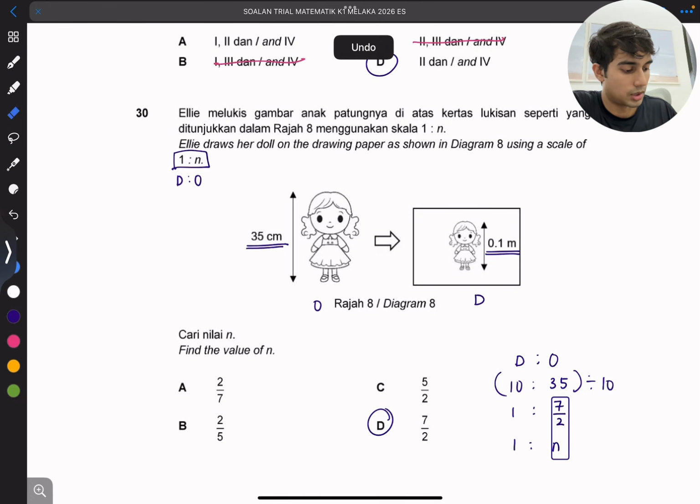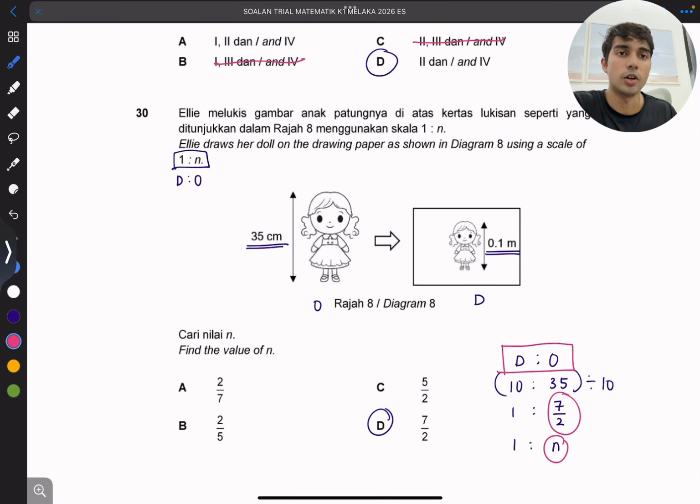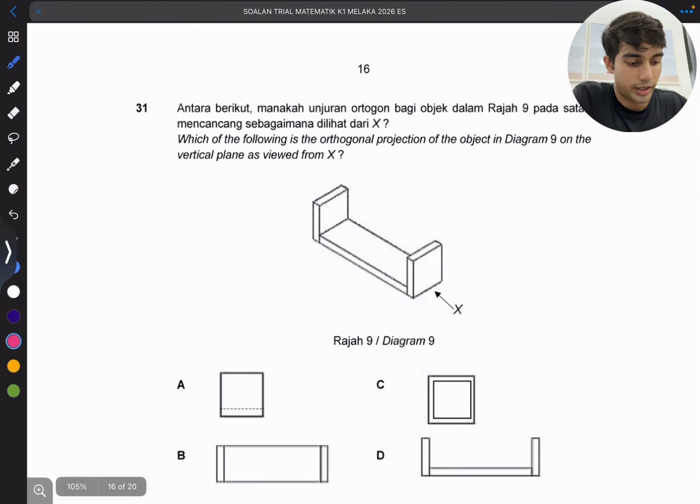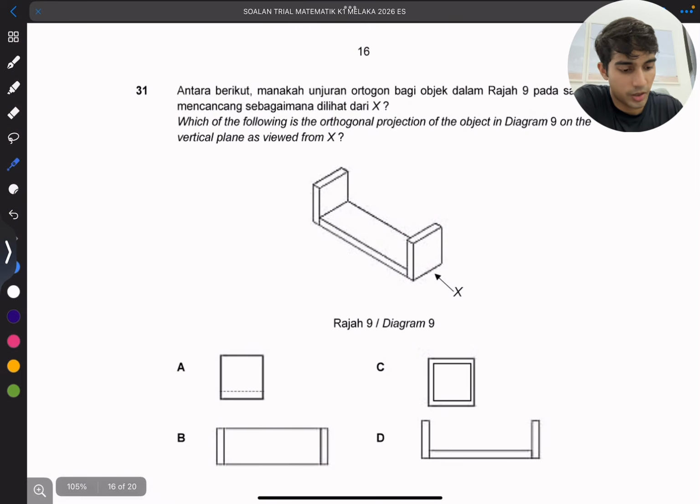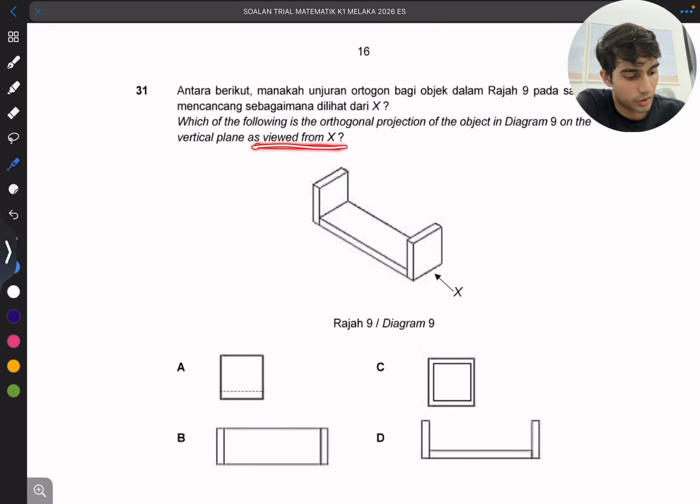Okay, this is how you do it. Let me erase this. Okay, so you remember this one. DO, drawing, original. 10 more questions. Which of the following is the orthogonal projection as viewed from X? So if you view from here, you're going to see this surface and there will be a dotted line here, showing that there's something behind. So A.